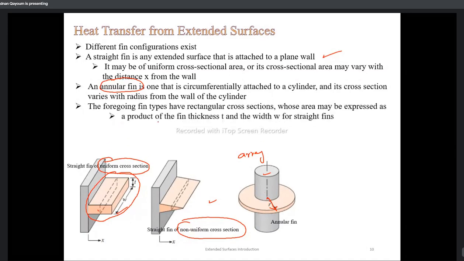So the cross-sectional areas, and you can have areas in which you have some sort of cross-sectional area. You have a t and w. So something like this, the cross-sectional area would be equal to t times w, through which heat is flowing. Are you getting my point?